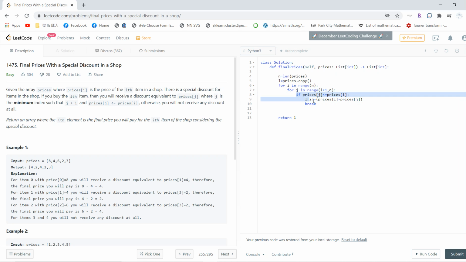If I don't see any discount, then l[i] will just be the same as price i. So I only update when I see the discount. Okay, so submit.